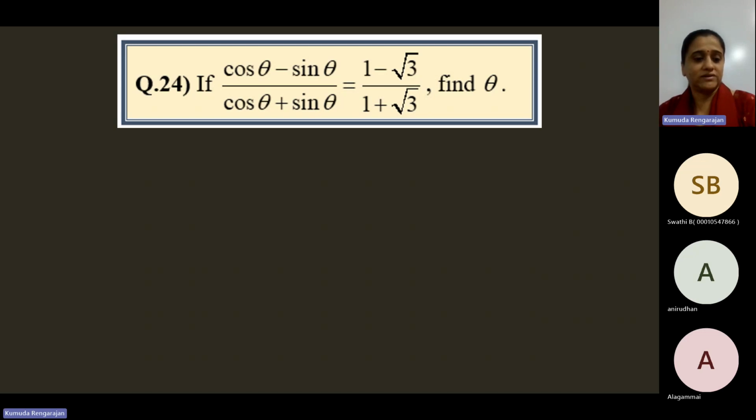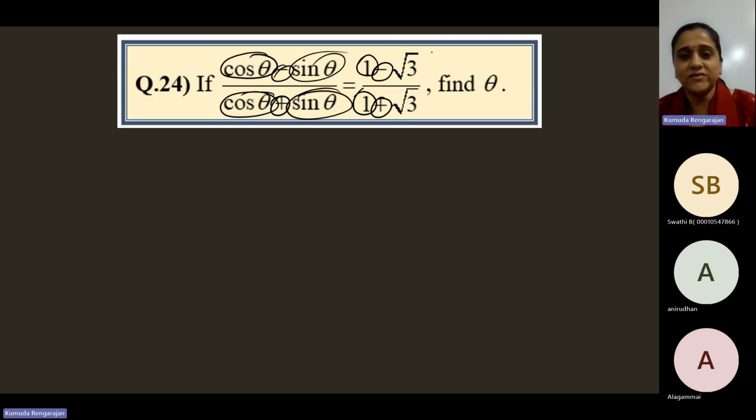Now this one is different. See here. Now look at the LHS and RHS. In the RHS, we have 1. Do we have cos theta and cos theta here? We have 1 and 1 here. Like same we have minus and plus. Here also minus and plus. Same. Here we have sin theta, sin theta. Here we have root 3, root 3. So the LHS is so much like the RHS, no?